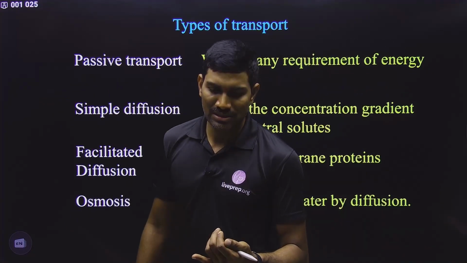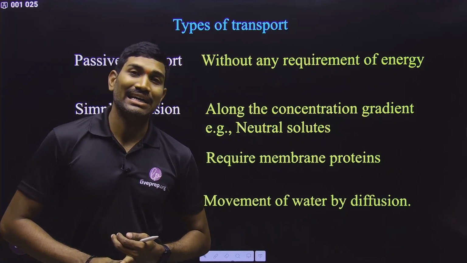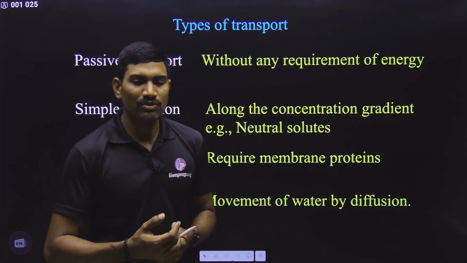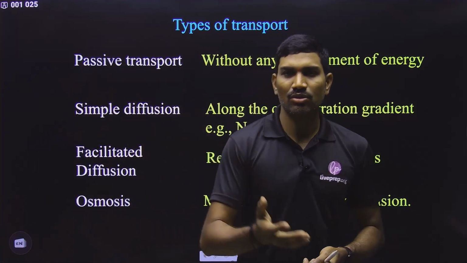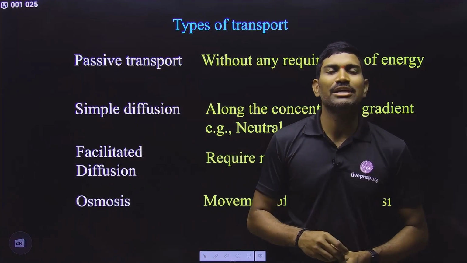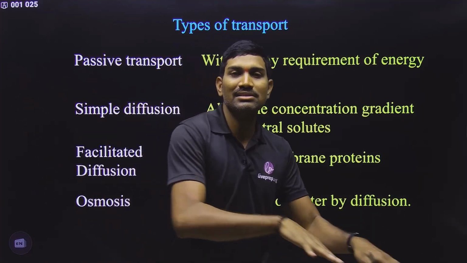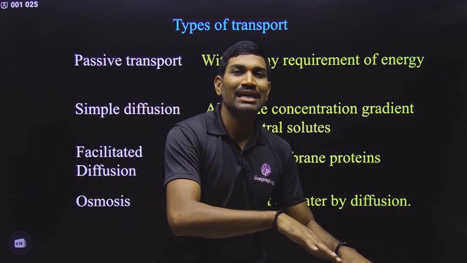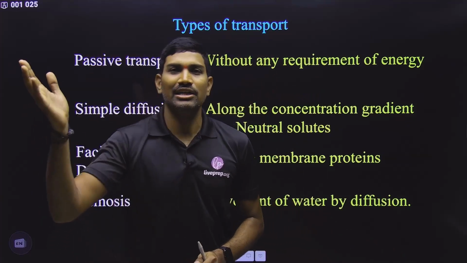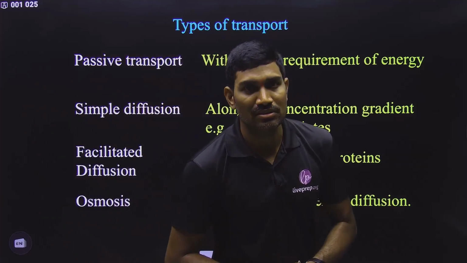One is called passive transport, the other is called active transport. In passive transport, what happens? From higher concentration to lower concentration, molecules keep on moving. That's why it is called movement along the concentration gradient. High to low is called along the concentration gradient, and it is also called a downhill process.